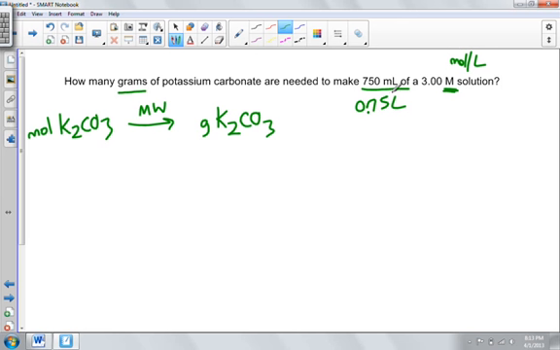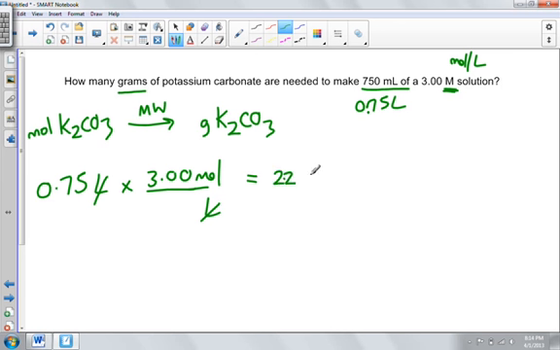So let's start with the 0.75 liters. We're trying to find moles here. We know molarity is moles per liter, so 3 moles per liter. Of course, our liters cancel out, giving us 2.25 moles of potassium carbonate. But we don't want moles, we want grams. So that's what we're going to try and find.